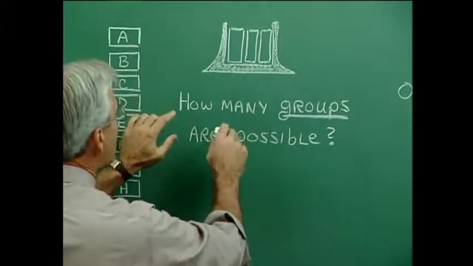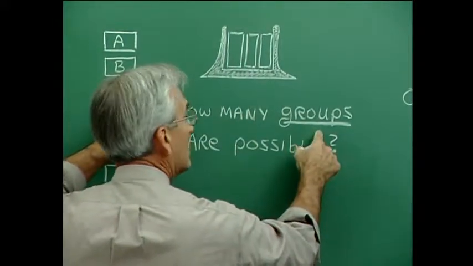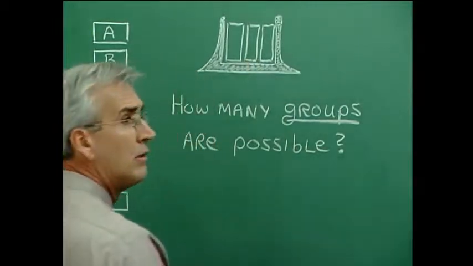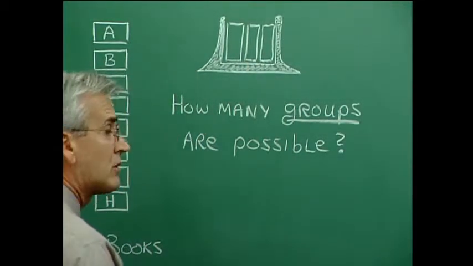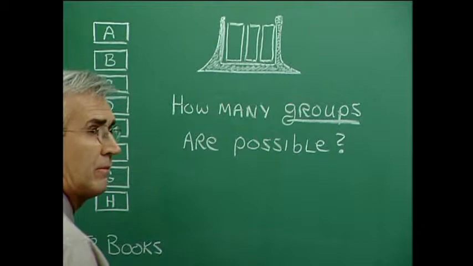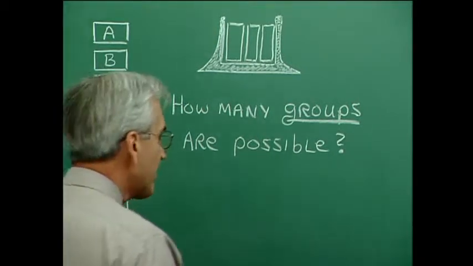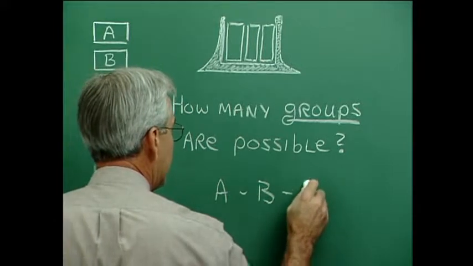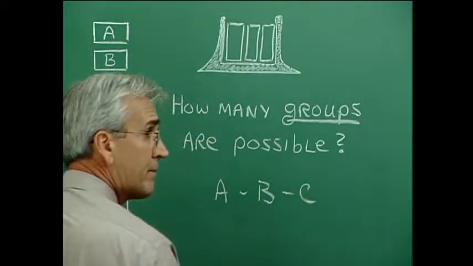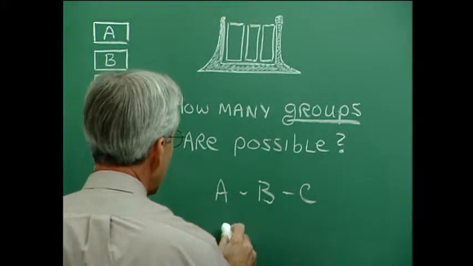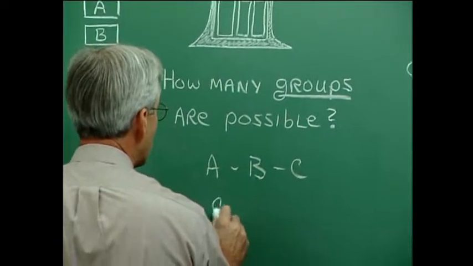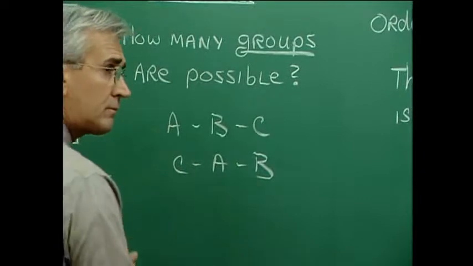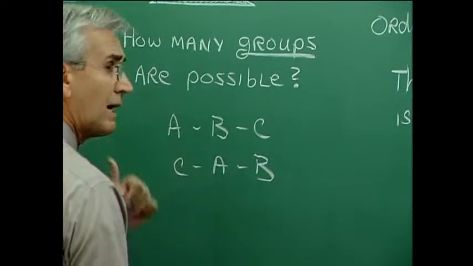And I'd like to know how many groups of 3 books are possible to put onto the bookshelf containing 3 books. How many groups are possible? Now, a group of 3 books, if I have books A, B, and C, that is a group of 3. It's the same group of 3 even if I say this is C, A, B. See, same group of 3. So I don't want to count this twice.